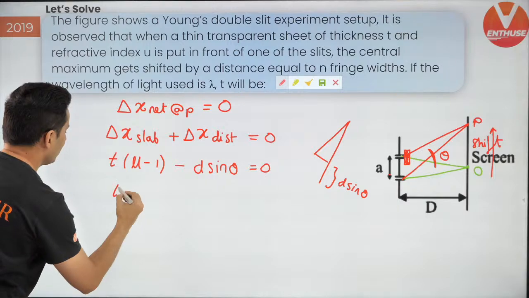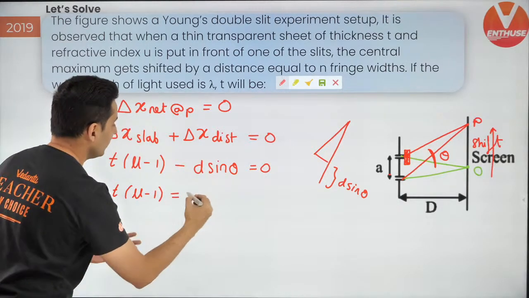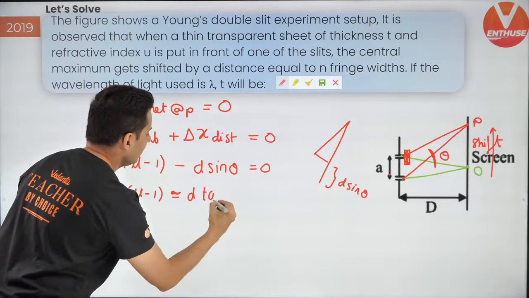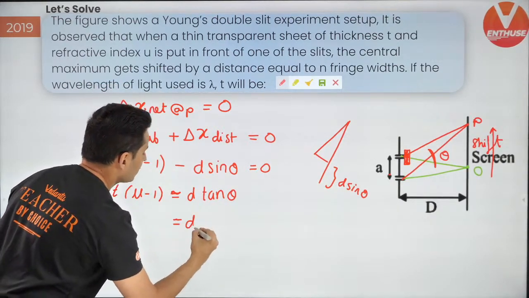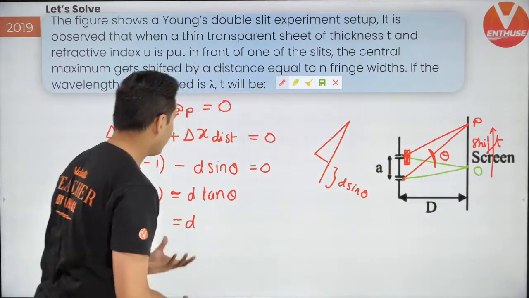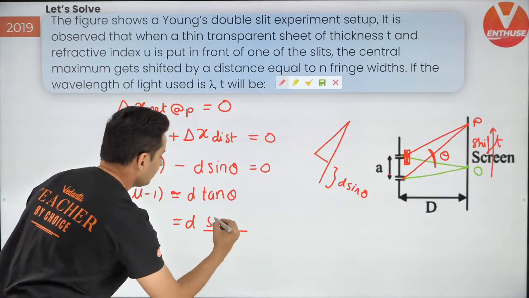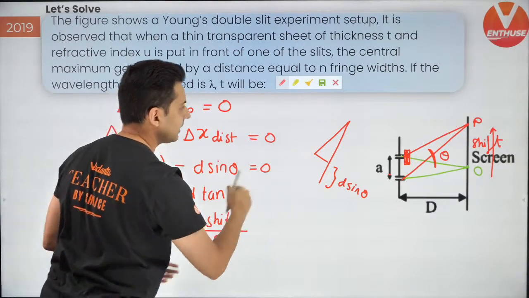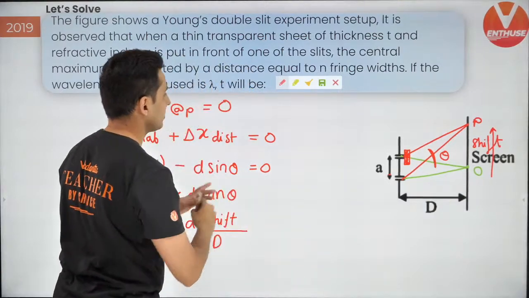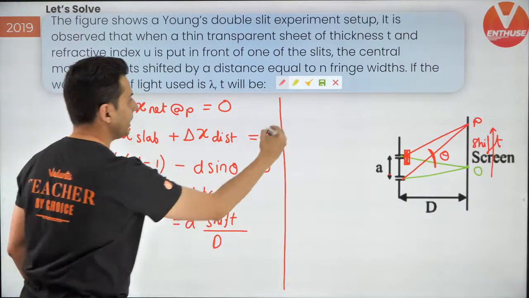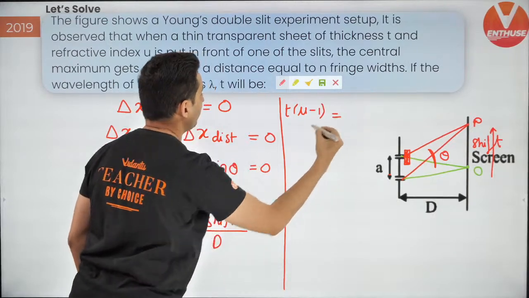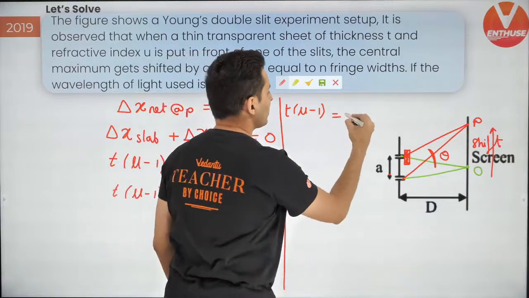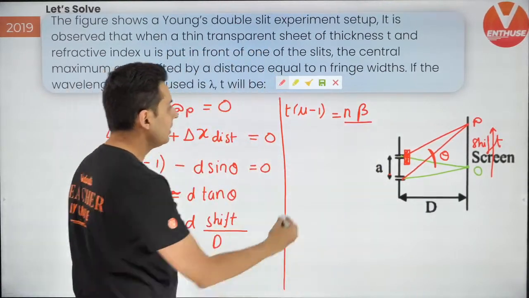And now that's it. Solve this. t into mu minus 1 is equal to d sin theta, but sin theta is approximately tan theta, and tan theta is opposite by adjacent. And what is opposite is the shift. All right, it's the shift divided by d. So think about it. t into mu minus 1 is equal to, what is the shift? Shift is given as n fringe widths. So n times beta, divided by d.